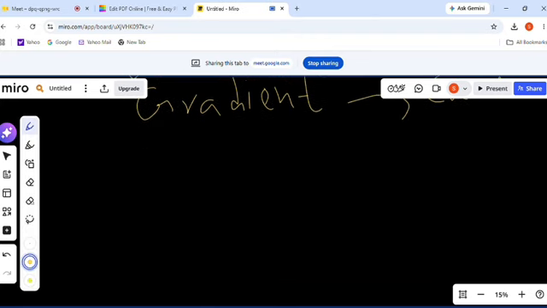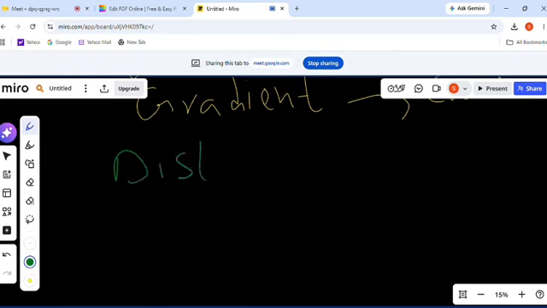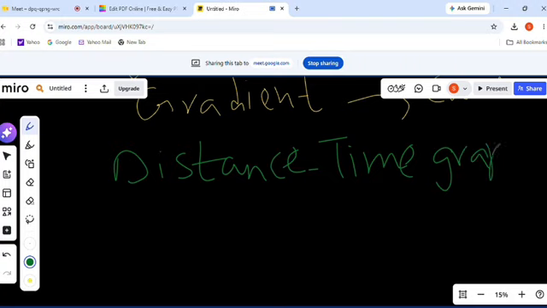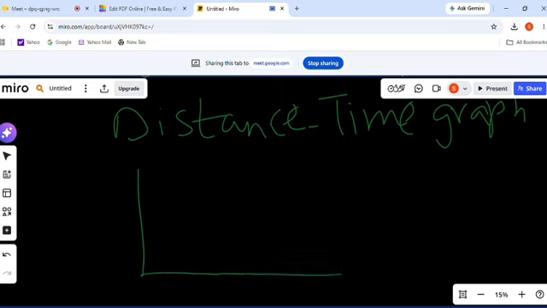Let us now start the distance time graph. I hope the gradient concept is clear to you. If you have any question, you can ask me after I discuss the distance time graph. Here we will also discuss the gradient again. So this is distance and this is time.